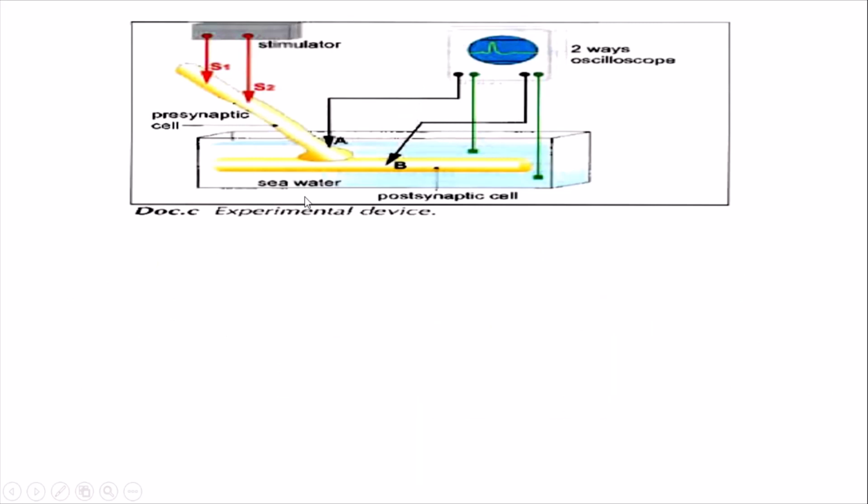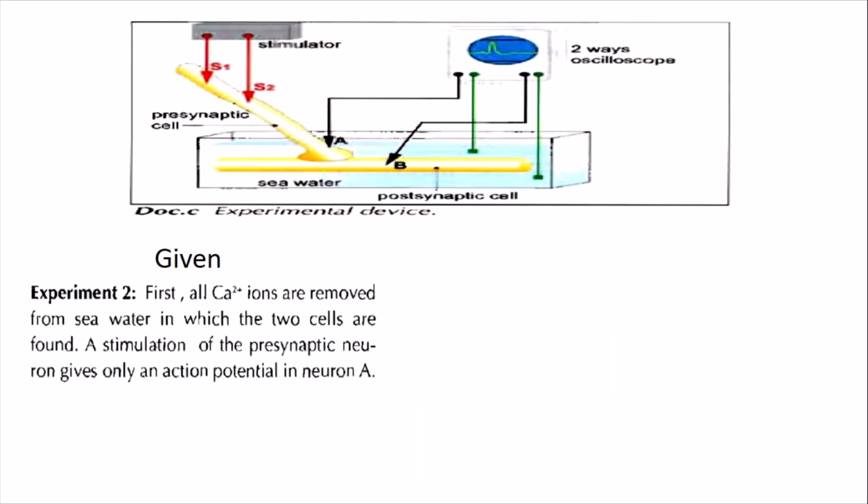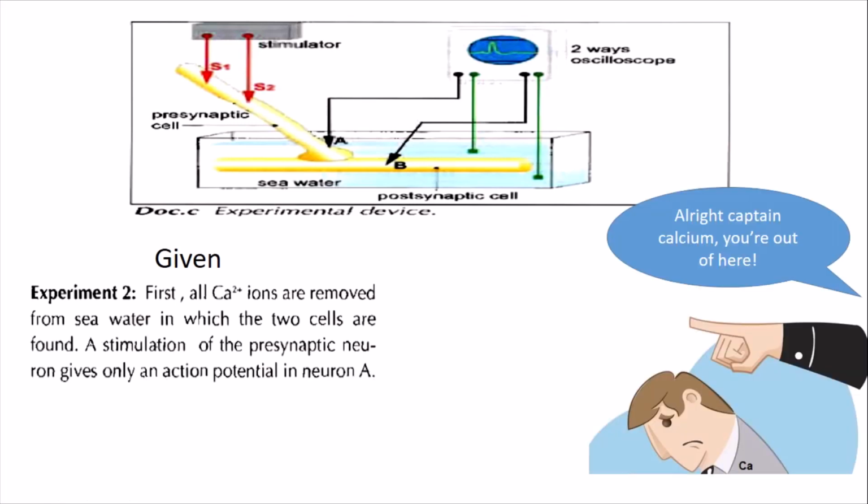Next, in the second experiment, first of all, they say here calcium ions are, this is the first time we mentioned calcium in the book, by the way, are removed from seawater in which the two cells are found. Then a stimulation of the presynaptic neuron gives an action potential in neuron A. So let's imagine the steps here. First of all, we're kicking the calcium out. Get out of here.